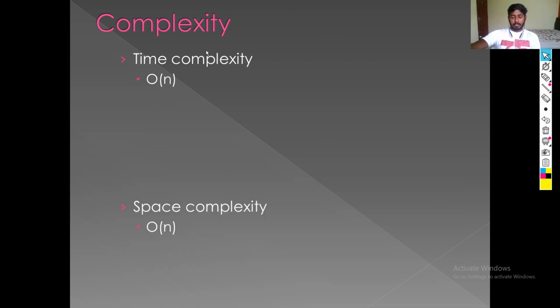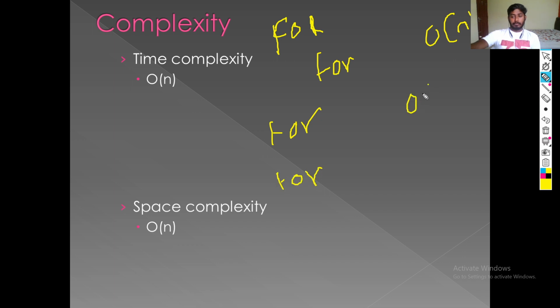Now go to the second part. As I previously said, if we are creating two nested for loops, the time complexity will be order of n square. It is not a good approach. Instead of that, we are creating two separate for loops. Now the time complexity will be order of n.